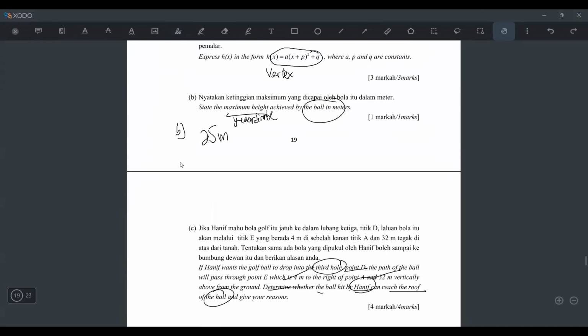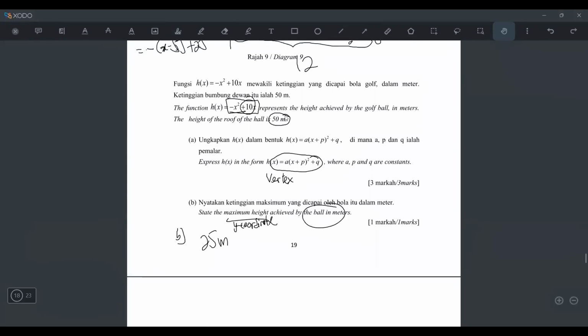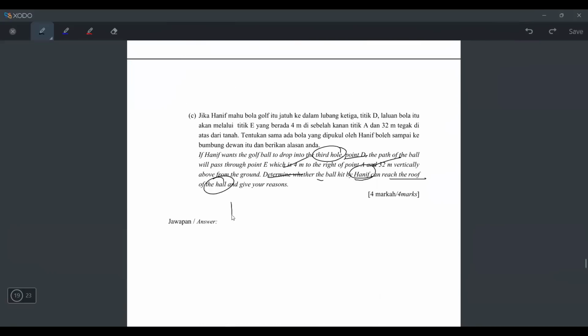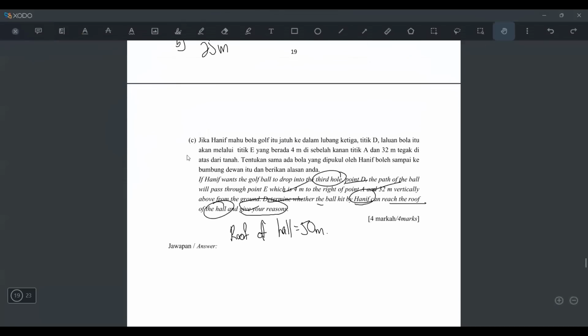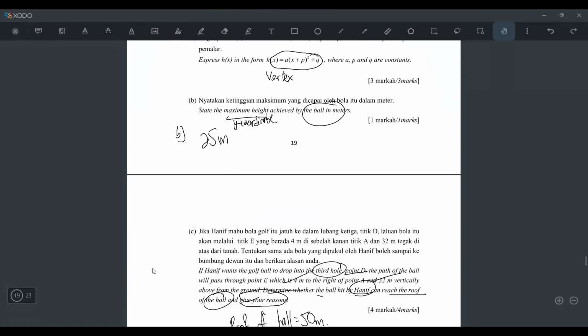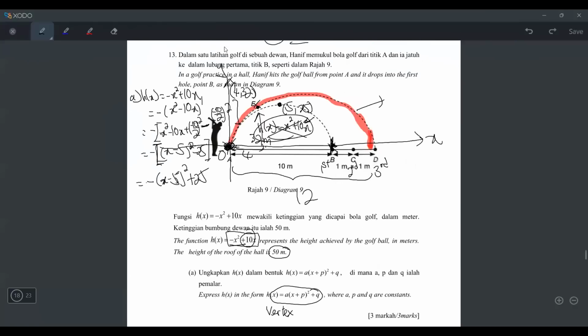Okay, do you remember they mentioned something about the roof of the hall being 50 meter, right? So what I have to do is, the roof of the hall is 50 meter, and now I have to find my new maximum height and see whether my new maximum height is bigger than 50 or smaller than 50. If it's bigger than 50, then the ball will hit the roof. But if it's smaller than 50, then it doesn't hit the roof. It means I have to find this point, the red color curve, the maximum point here.